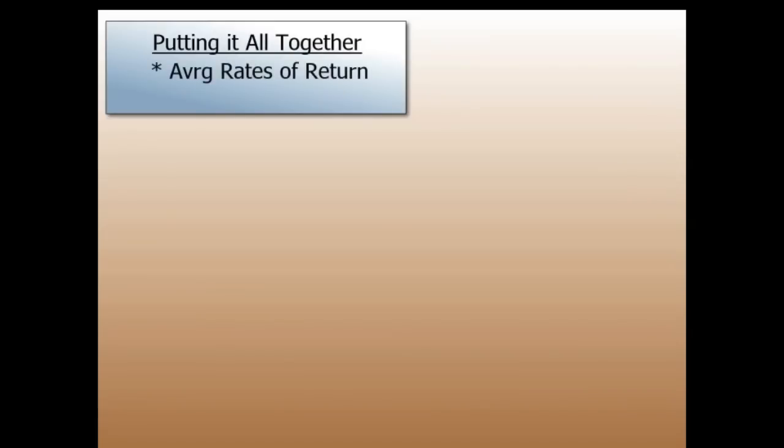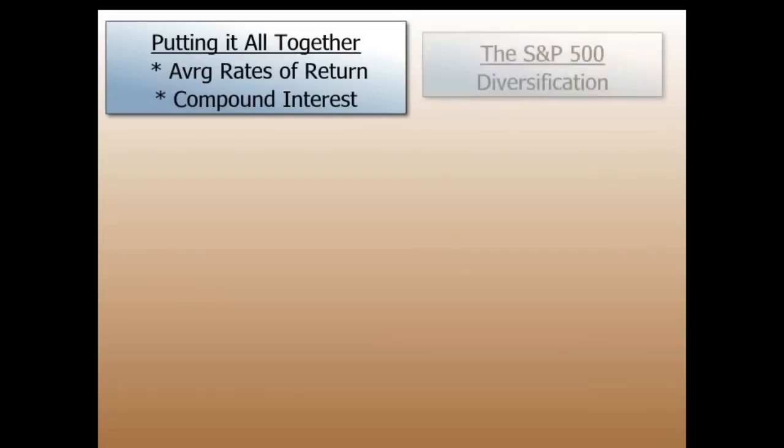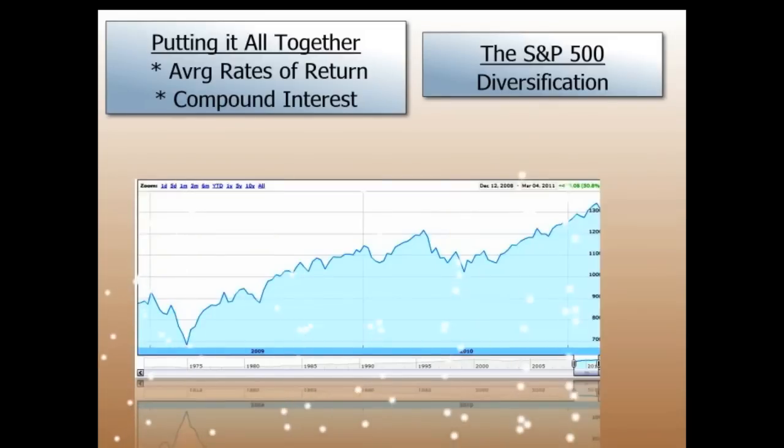All right, I want to put it all together here and compare average rates of return versus compound interest in terms of what they mean to investing and monetary growth. I want to start with the S&P 500 as an index that we can look at because it's diversified. It's 11 sectors of the American economy. It represents a robust picture of the whole economy.